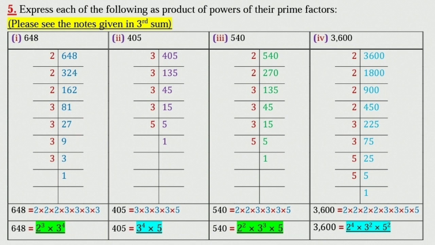Now, we cannot divide 225 by 2, so start with 3. 225 divided by 3 is 75. 75 divided by 3 is 25. Now we cannot divide 25 by 3, so start with 5. 25 divided by 5 is 5. 5 divided by 5 is 1. So the final product of 3600 is 2 into 2 into 2 into 2 into 3 into 3 into 5 into 5, which is 2 raised to 4 into 3 raised to 2 into 5 raised to 2. It's clear, everyone? Very good.